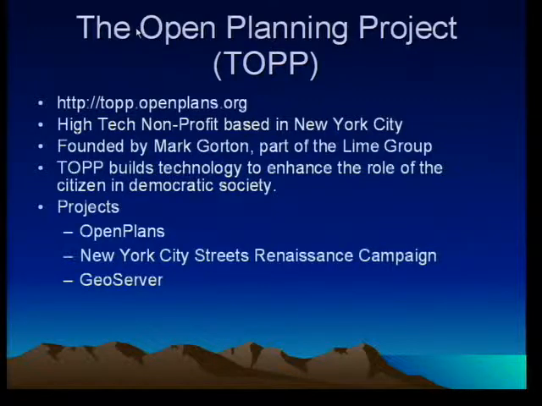We have 3 projects going right now. Open Plans is basically, we call it SourceForge for open democracy. It's a tech talk in and of itself, so we'll stop there for now. New York City Streets Renaissance Campaign, which is more traditional advocacy, getting people to imagine what New York could be, and to advocate for nicer streetscapes and less traffic and the like. And GeoServer, which is the topic of the talk today.